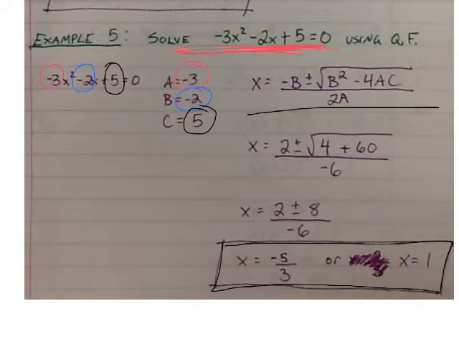If we ever wanted to check our answers, and it's always a good idea to do this, then we could plug it back in. Usually I check it just to make sure one of them's right. If I have time, I'll check a second one. So let's stick 1 into the equation and see if we get the correct answer. -3 times 1 squared minus 2 times 1 plus 5 equals -3 minus 2 plus 5, which equals 0. So it does check out.